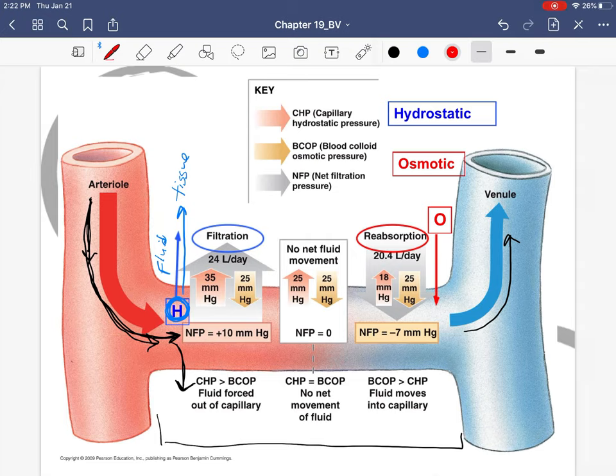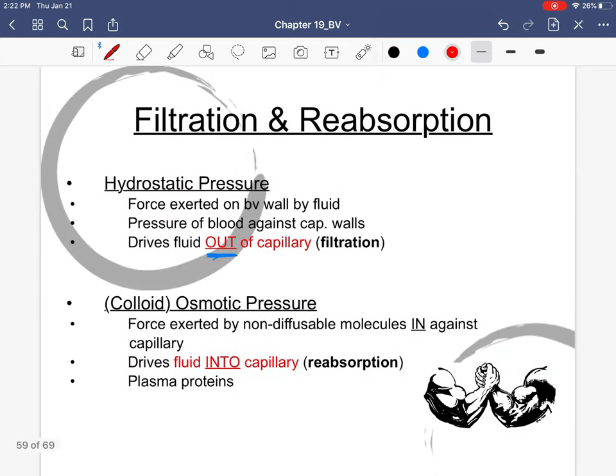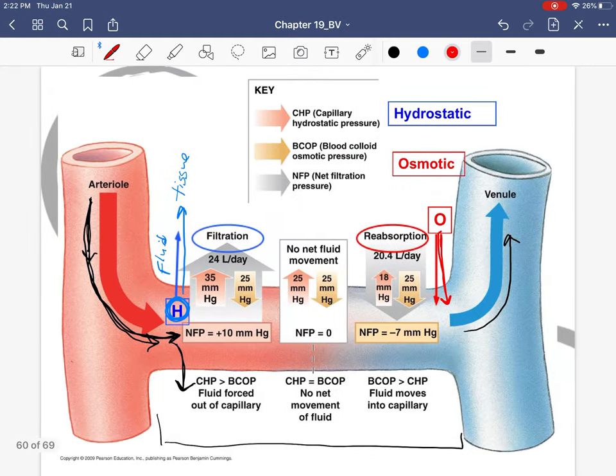On the other hand, we have osmotic pressure. Now, technically, osmotic and colloid can be separated, and we'll talk about that separation when we get to the kidneys. But for now, we're just going to call it osmotic. Well, if hydrostatic pressure moves fluid out of the capillaries into the tissue, it stands to reason that osmotic pressure drives fluid from the tissues into the capillaries. Osmotic pressure drives fluid into the capillaries. We can see how these are opposing pressures or opposing forces.